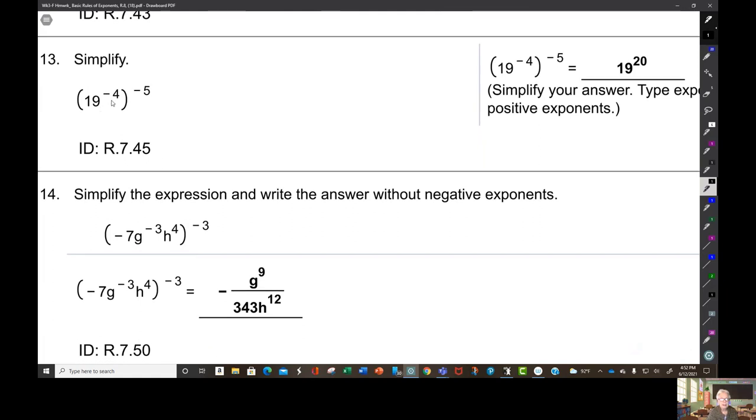Now here's 19 to the negative 4, and all of that is raised to the negative 5. Again, we multiply the powers. Negative 4 times negative 5 is positive 20. This is going to be 19 raised to the 20th power.